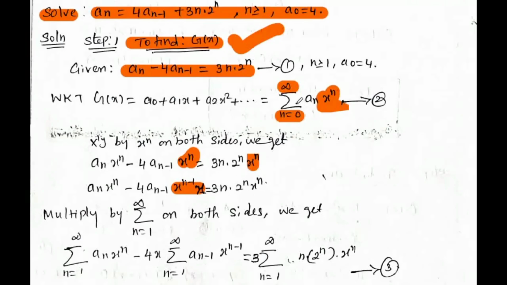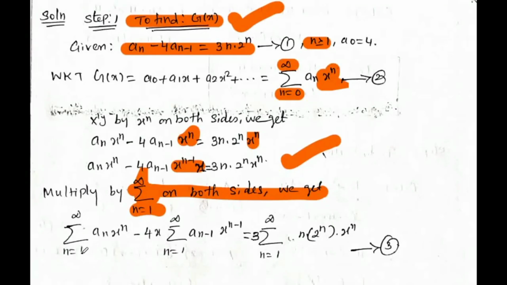Next, from equation 2, g(x) equals the sum of a_n x^n, where n varies from 0 to infinity. But in our given problem, n varies from 1 to infinity, so we take the summation from n = 1 to infinity on both sides of the previous equation. So we get the summation n = 1 to infinity of a_n x^n minus 4x times the summation of a_{n-1} x^{n-1} equal to 3 (a constant) times the summation of n·2^n x^n. So this is equation number 3.